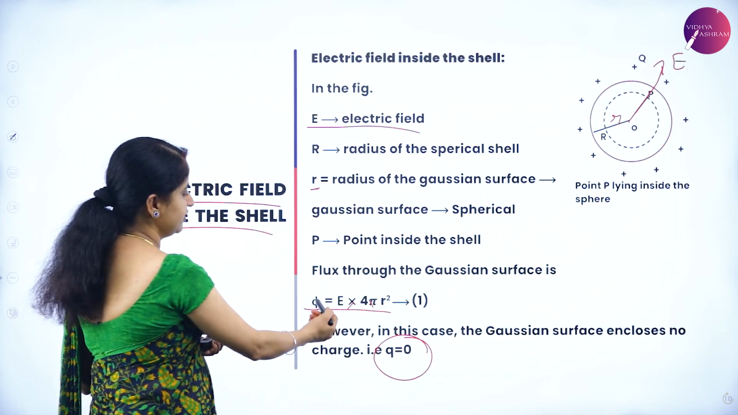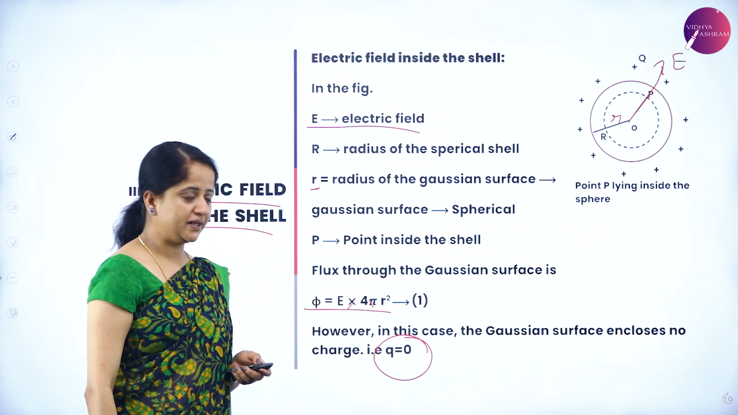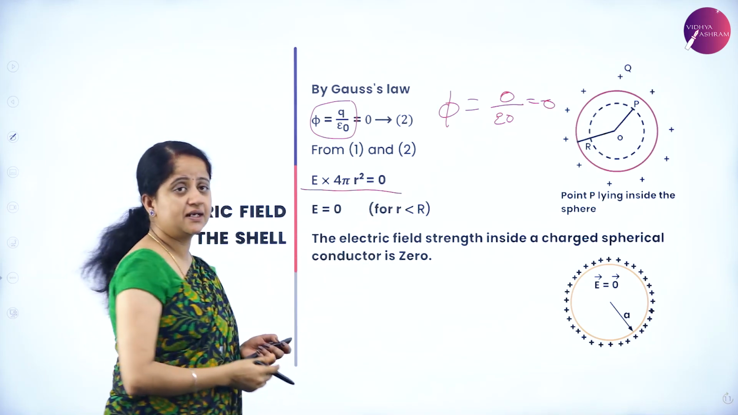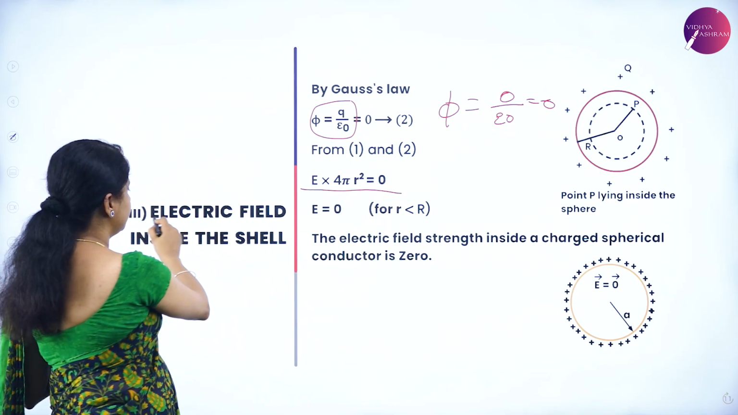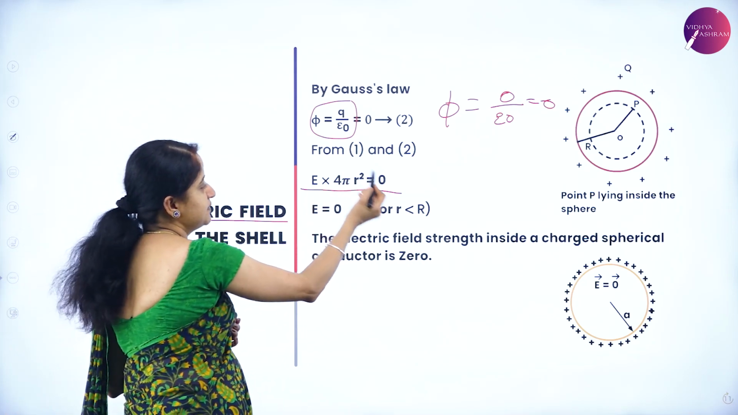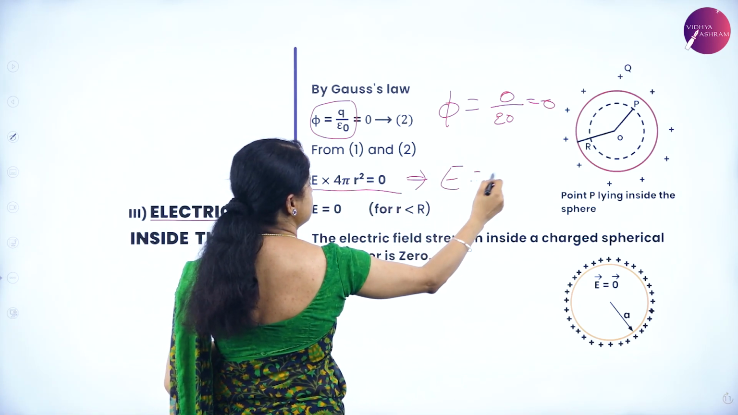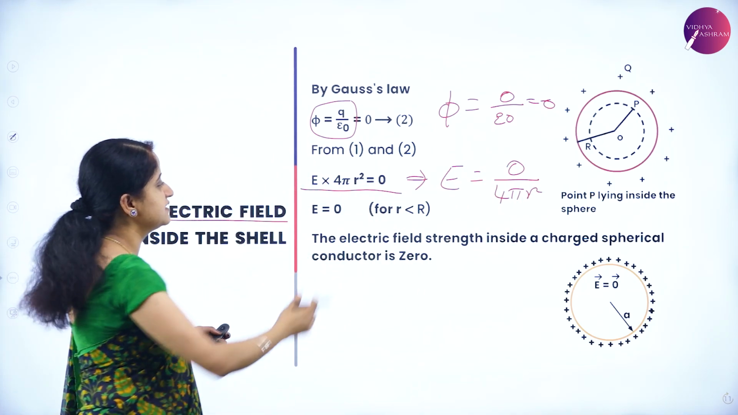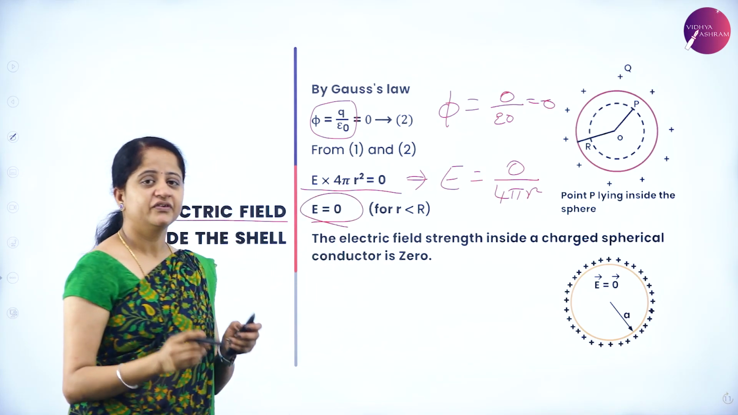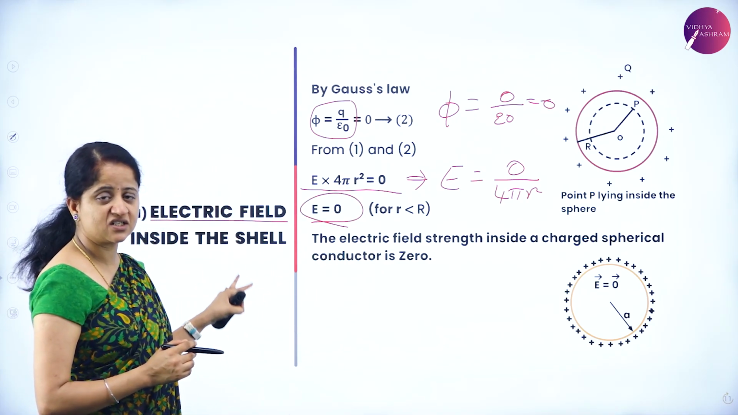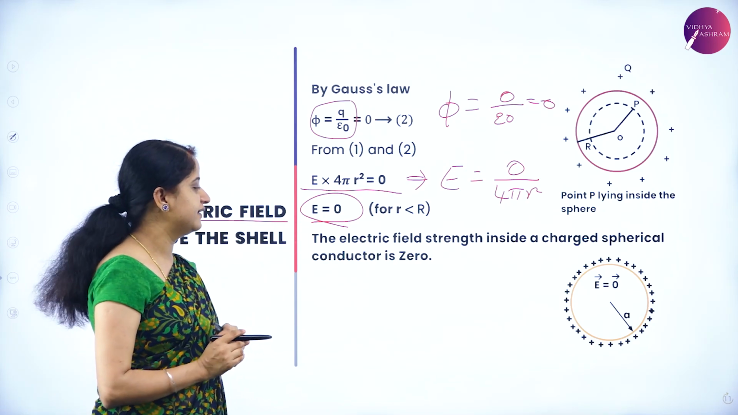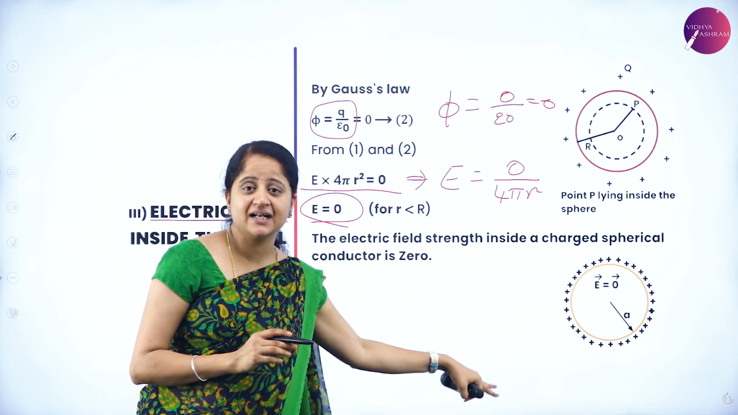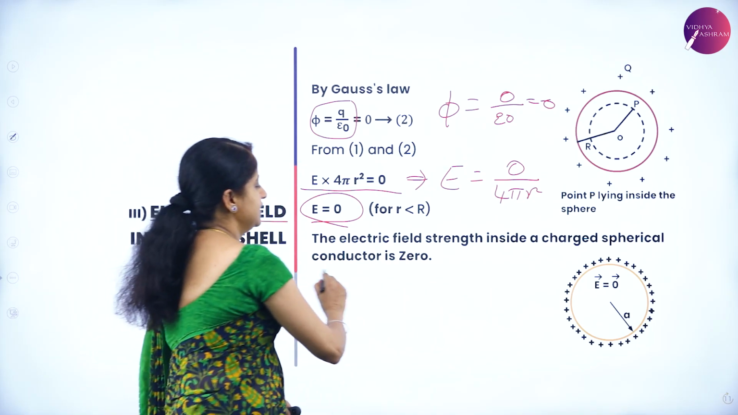Now we can compare the two equations. From equation 1 we have phi is equal to E into 4 pi R square, and here we have phi is equal to 0. So E into 4 pi R square is equal to 0. We need the expression for electric field, and hence let us bring the other terms, that is E is equal to 0 divided by 4 pi R square. So let's bring 4 pi R square to the denominator, and 0 divided by anything is 0. So we can say that when there is no charge, or when Q is equal to 0, electric field is equal to 0. So the conclusion is the electric field strength inside a charged spherical conductor is 0.